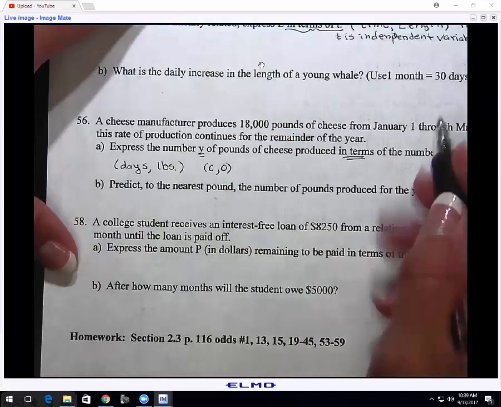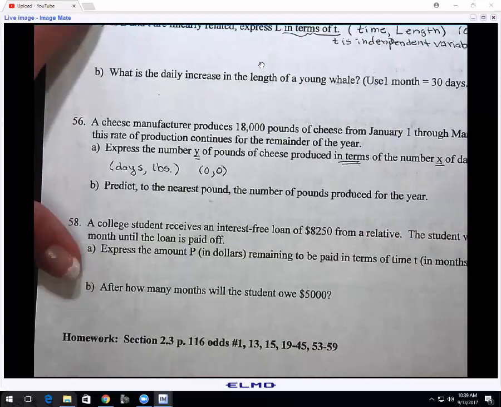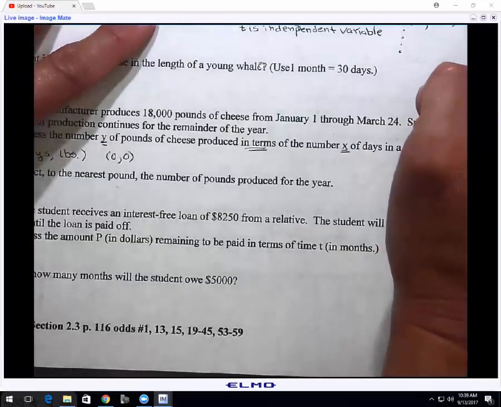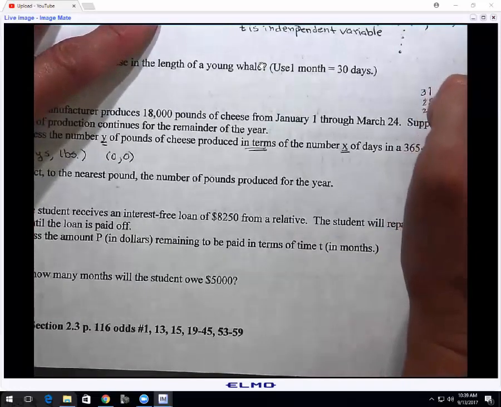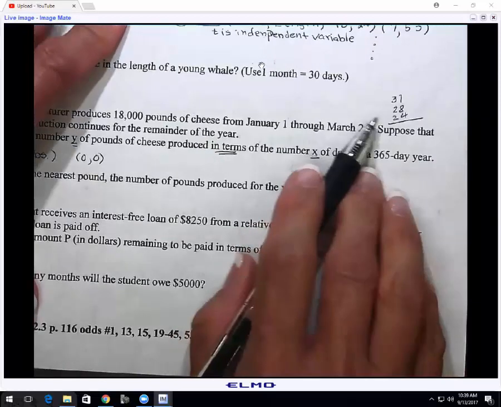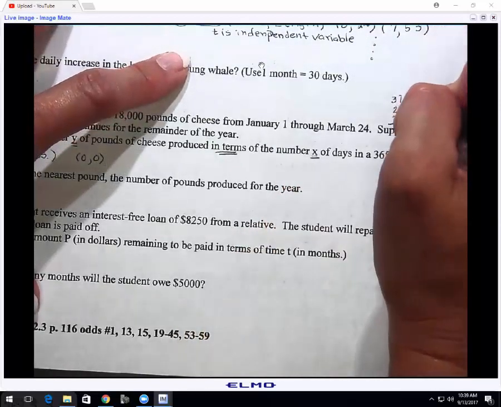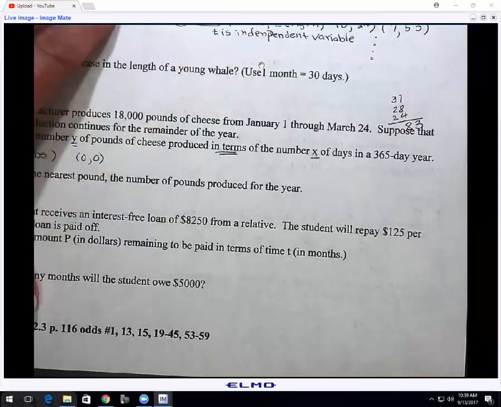And then you would have to figure there are 31 days in January. February in a non-leap year has 28 days. And then 24 days of March. You add that up, it would be 83. Double check me. 9, 4, 13. Yeah, 83 days.